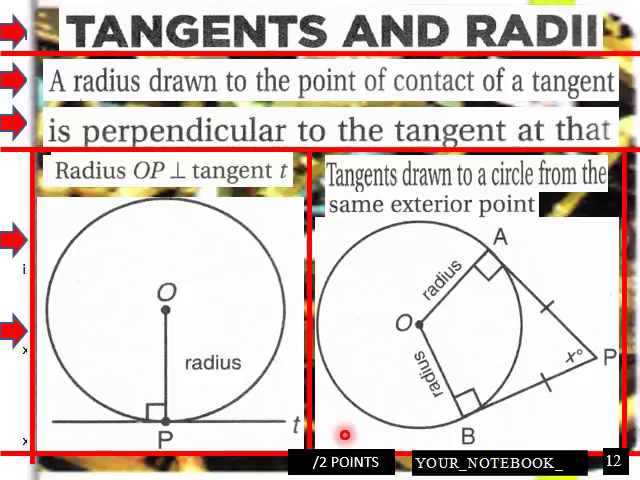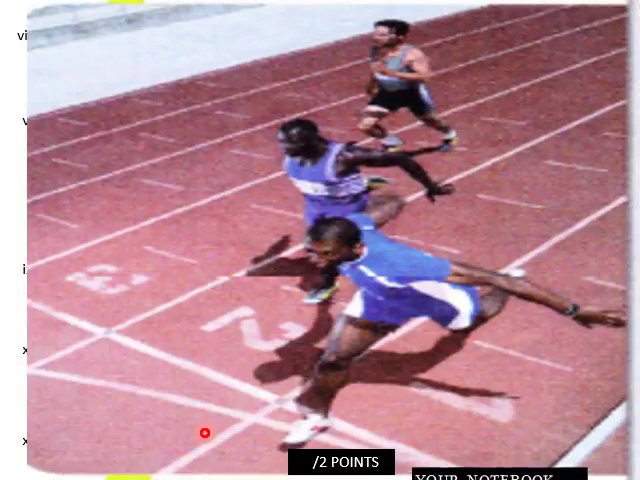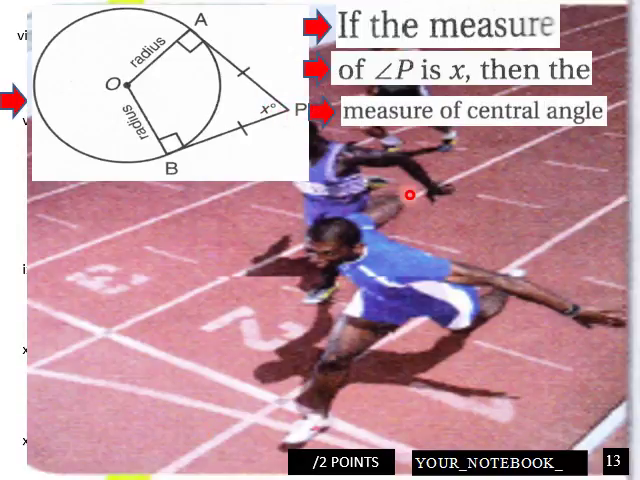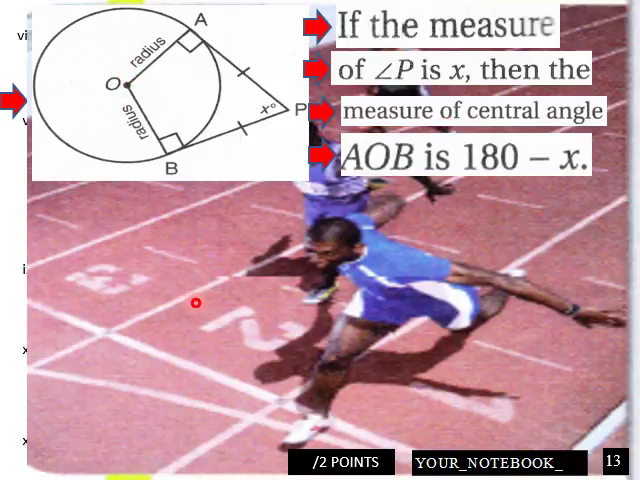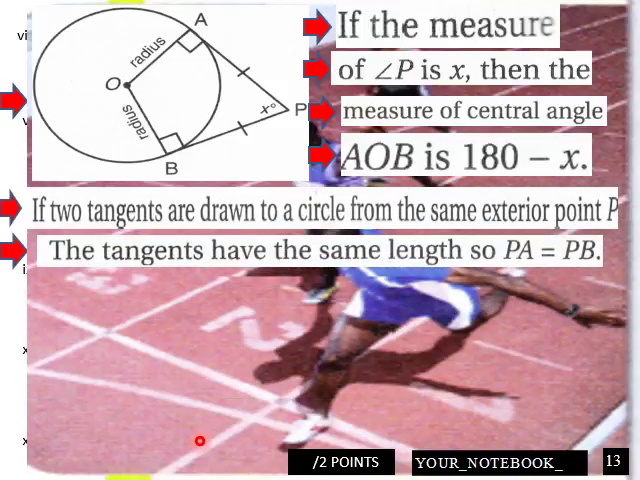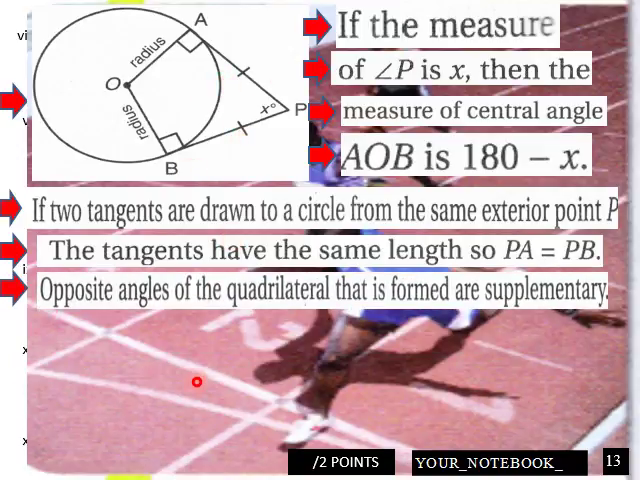Tangents drawn to a circle from the same exterior point. If the measure of angle P is x, then the measure of the central angle AOB is 180 minus x. If two tangents are drawn to a circle from the same exterior point P, the tangents have the same length, so PA would equal PB. Like there, you've got your hash marks.